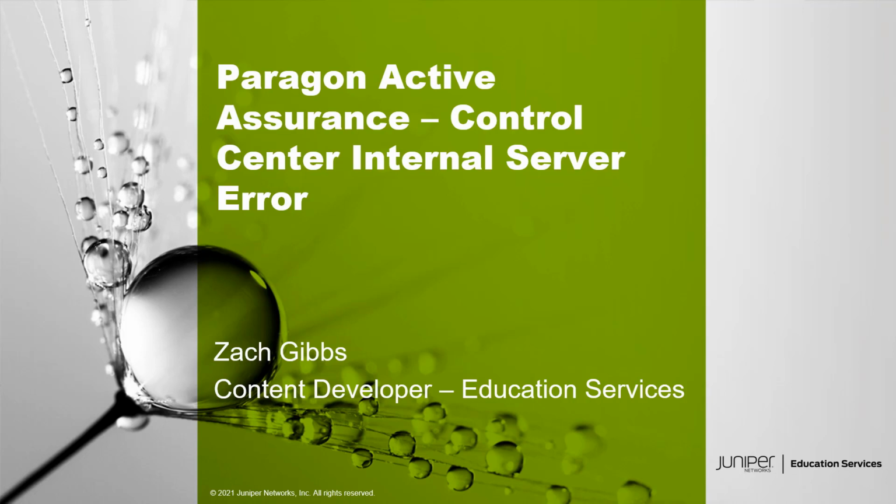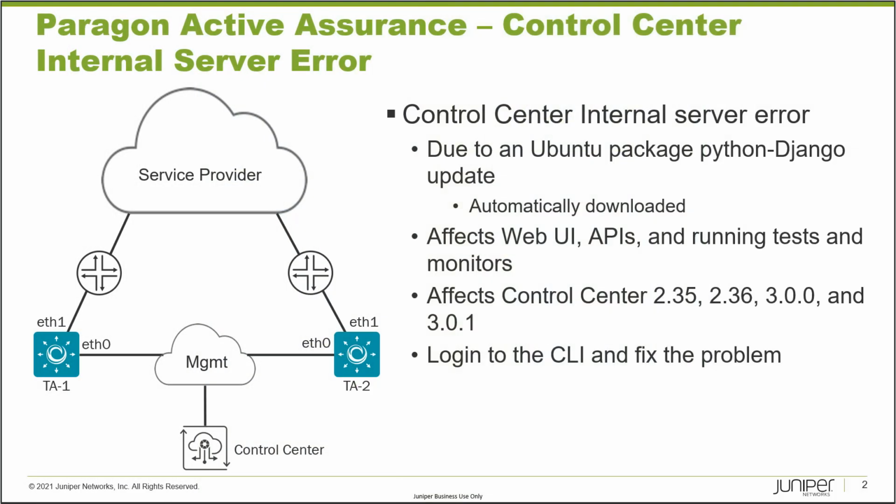Today we will be going through the Paragon Active Assurance Control Center internal server error learning byte. All right, so here in our topology, we have a control center, a couple test agents, but we'll mainly be focusing on the control center with this learning byte. And so, okay, what's happening? Well, if we attempt to access the control center through the web UI, we just get an internal server error with code 500. And as you might guess, that's kind of a problem.